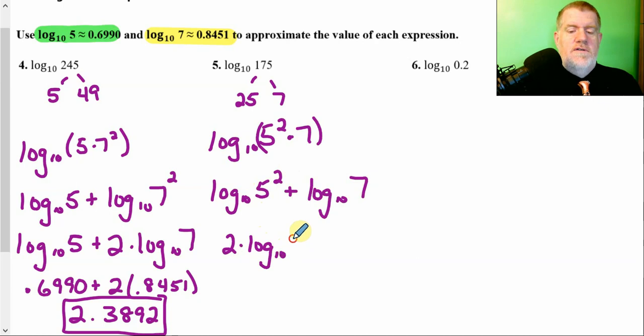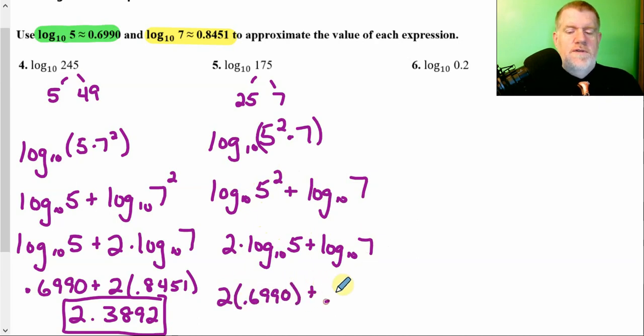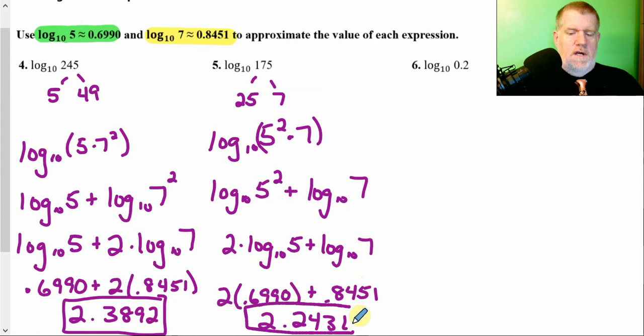2 log base 10 of 5 plus log base 10 of 7. So I have 2 of these 0.6990s plus 1 of the 0.8451, 2.2431. All right, 175 is smaller than 245, so it should be a smaller answer. So 10 to the 2.2431 is about 175. And last one for now.